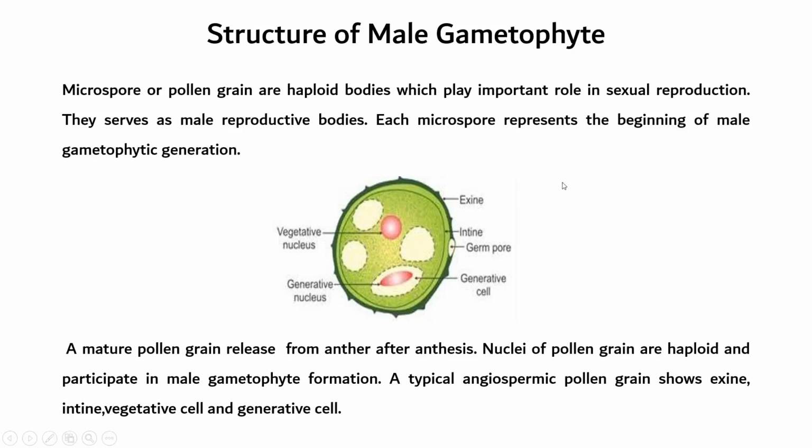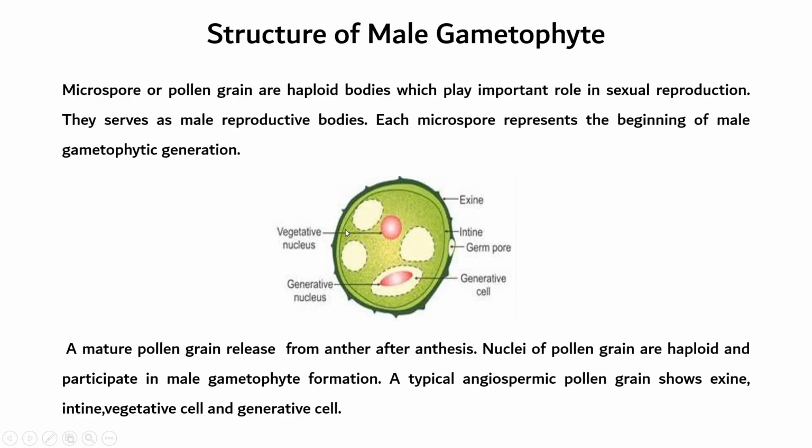Now the second layer is the intine. It is the internal layer of the pollen wall. The intine is largely composed of pectin and cellulose. The intine wall synthesis is largely under the control of the microspore cytoplasm and involves gametophytic gene expression.